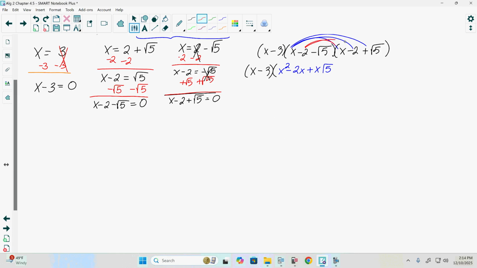Negative 2, we're going to do the same thing. Negative 2 times x is negative 2x. Negative 2 times negative 2 is positive 4. Negative 2 times the square root of 5 is negative 2 square roots of 5. And then lastly, we're going to do this with negative square root of 5. Negative square root of 5 times x is going to be negative x square roots of 5. Negative square root of 5 times negative 2 is positive 2 square roots of 5.